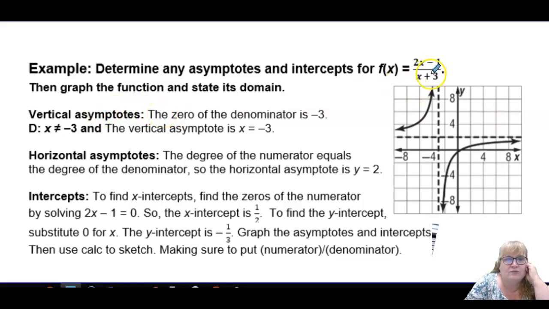There is also a vertical asymptote at x equals negative 3, which is right here. This graph is counting by 2's, okay? X equals negative 3. And when you write an asymptote, it has to be an equation. You can't just write negative 3. You have to say x equals negative 3 so that it's a line.